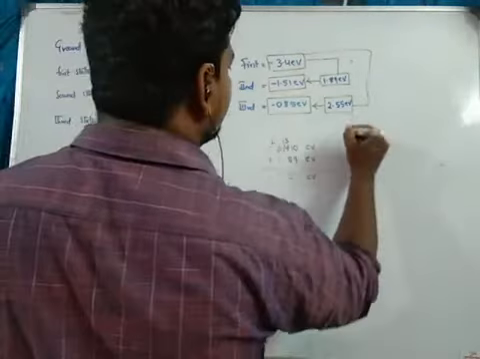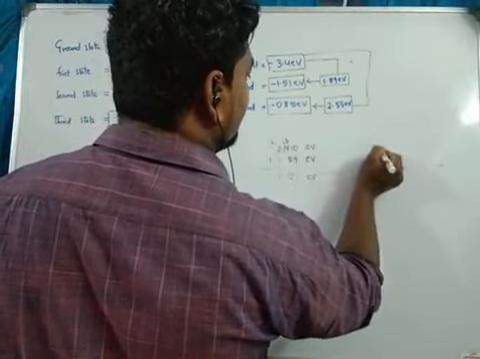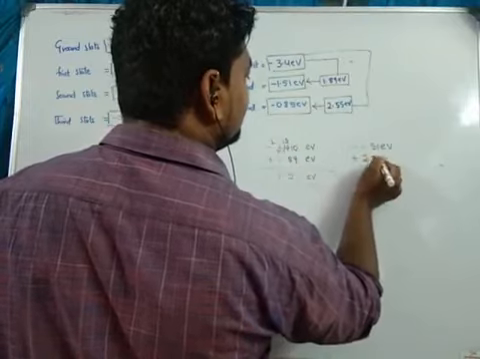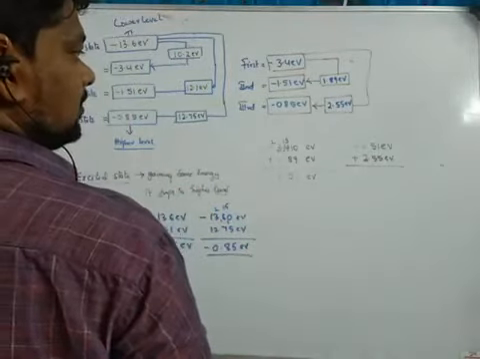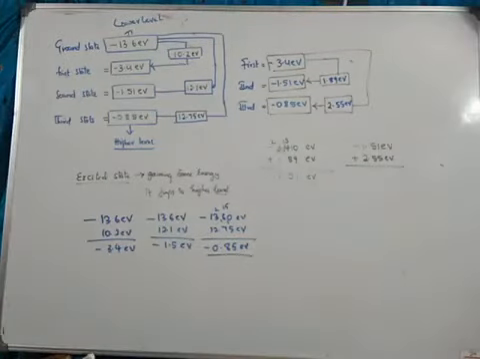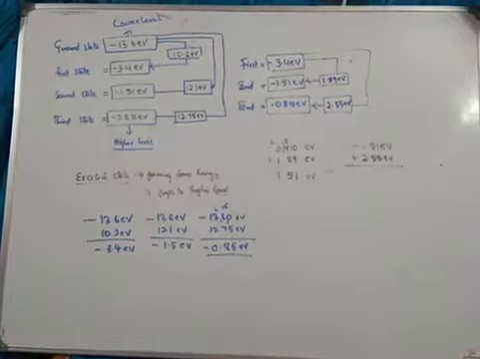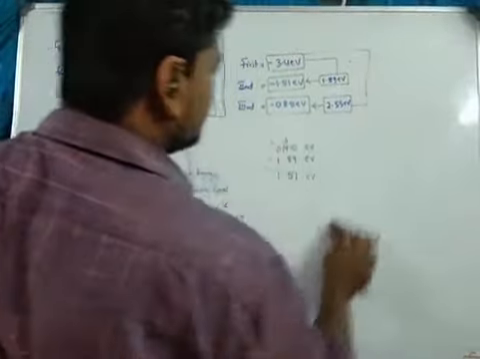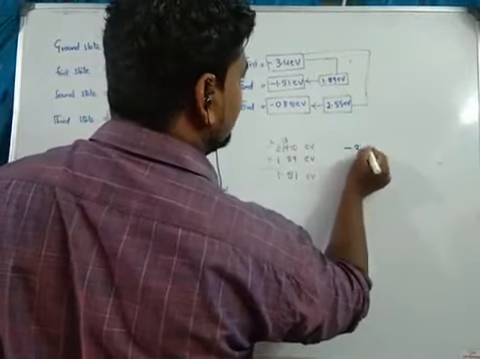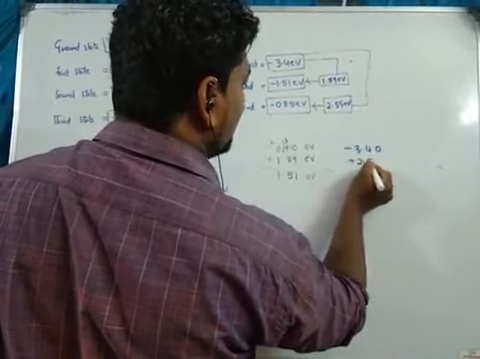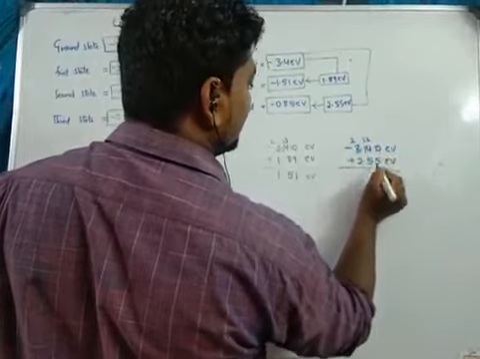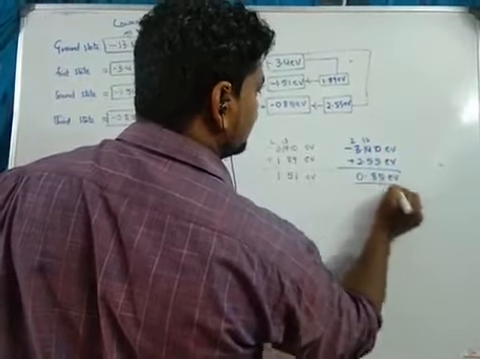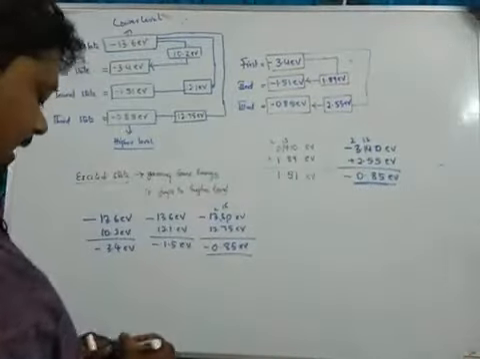Similarly, consider the next one, from the first state to the third state. The value is minus 3.4 electron volts. If it gains 2.55 electron volts, then the value will be minus 0.85 electron volts.